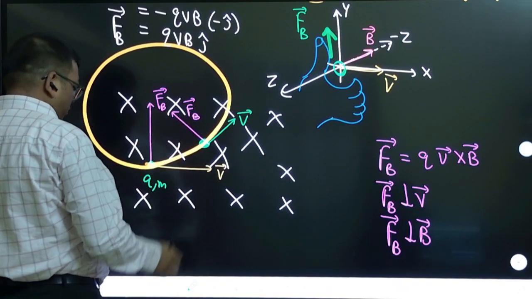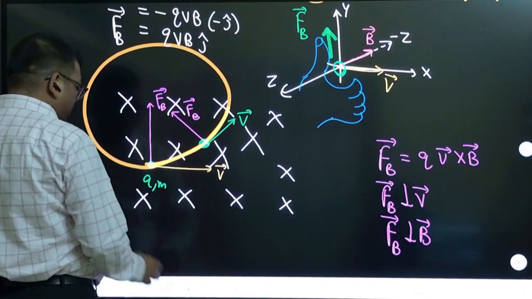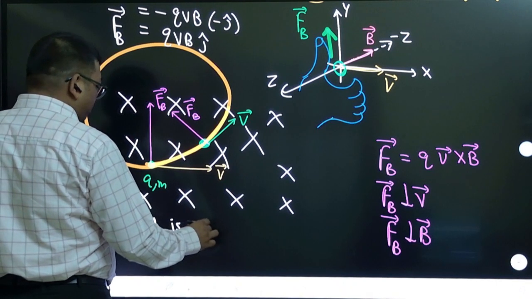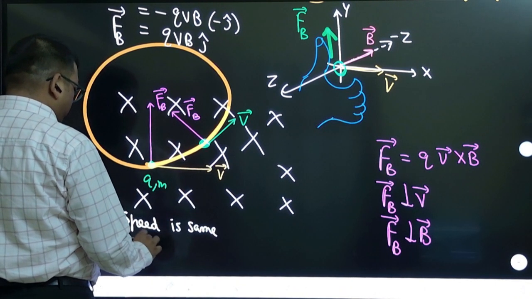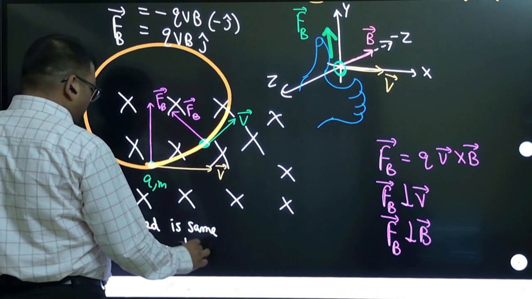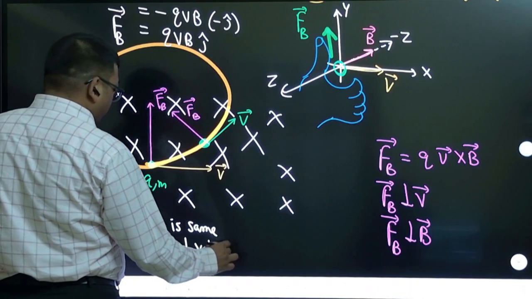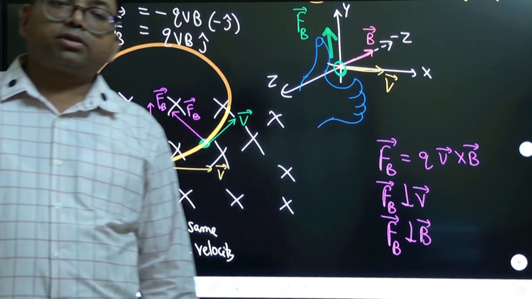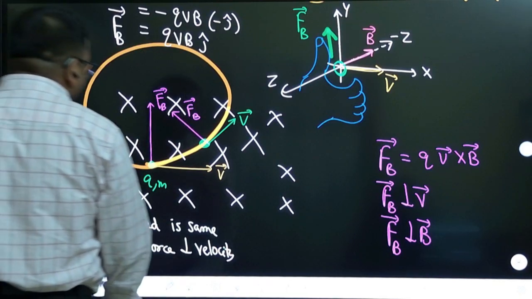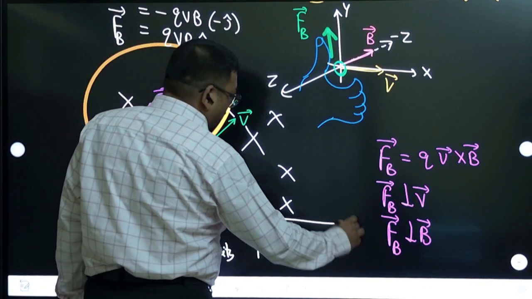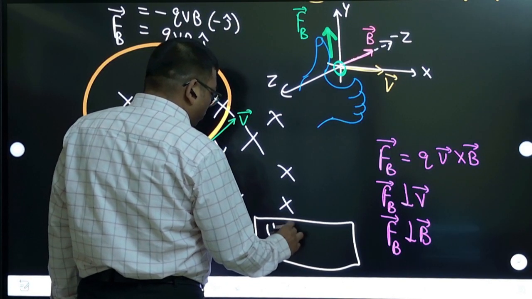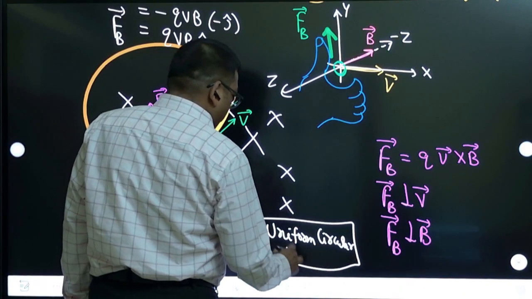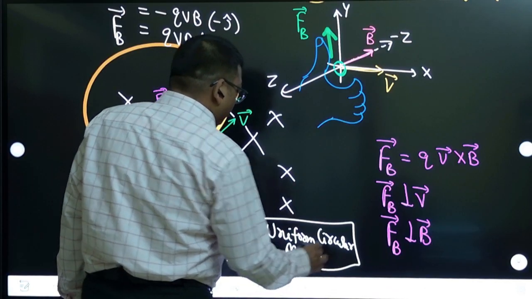Think about it. What kind of motion will it be in which the speed is not changing, speed is the same, and force is perpendicular to velocity? What kind of motion is it? Force is perpendicular to velocity and speed does not change. So that is definitely a circular motion, and that too uniform circular motion. So this is going to be a uniform circular motion.